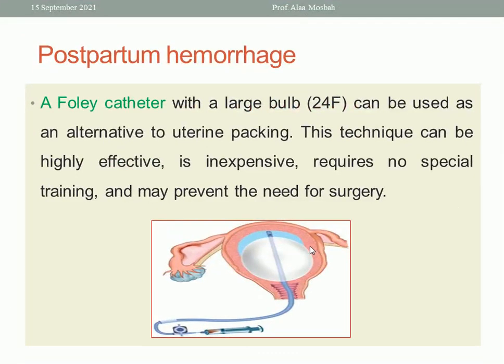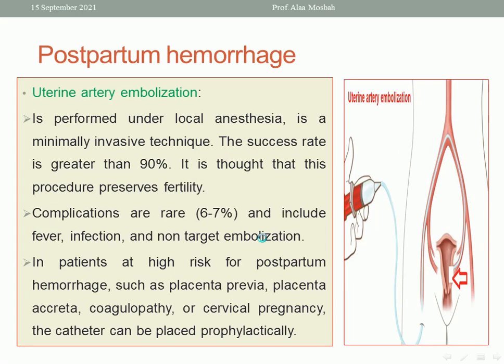You can insert an intrauterine balloon catheter, which is simple and inexpensive, and inflate the balloon, but you should use a large balloon. To be inflated inside the uterus, it will compress the site of bleeding and may be effective to control the bleeding.